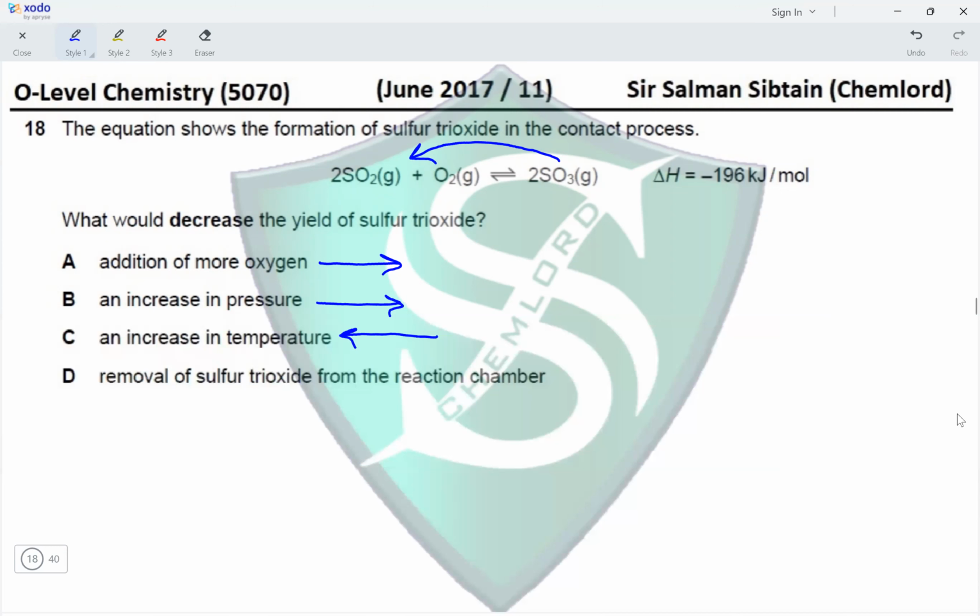And the last one, removal of sulfur trioxide from the reaction chamber. If the concentration of product decreases, the reaction moves towards the forward side in order to restore the concentration of the product. Therefore, out of the 4 given options, A, B, and D will favor the equilibrium moving forward, while C will favor the equilibrium moving backward, which is the requirement of the question, making option C the correct option for this question.